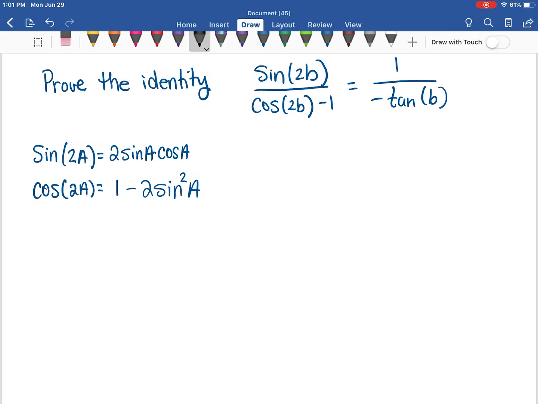In this video, I'm going to show you how to prove the identity sine of 2b over cosine of 2b minus 1 is equivalent to 1 over negative tangent b. So we're going to need to use some identities with double angle in order to do this. Now there are multiple double angle formulas that you can use, and it would all result in you proving this.